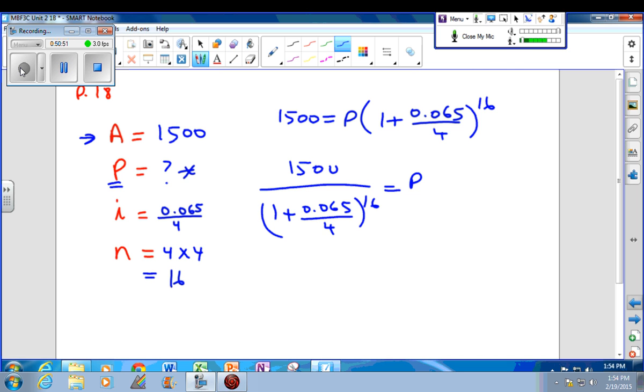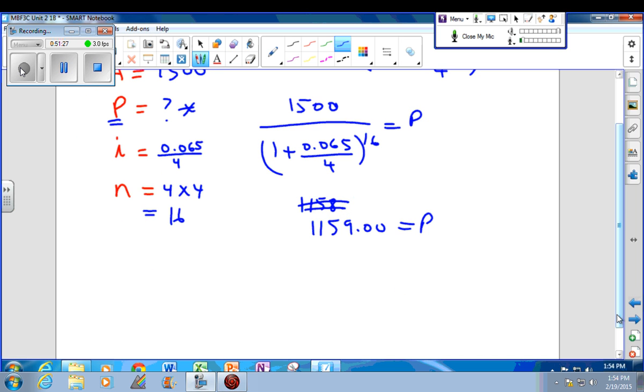Okay, so I'm going to crank that through my calculator and see what we get. 0.065 divided by 4 plus 1, to the power 16. And then I divide that by 1,500, and then you take the reciprocal, 1 over x, and I end up with a P of 1158. Okay, sorry, it's going to be 1159 because it rounds off, equals P. So that's how much she can put in, right?